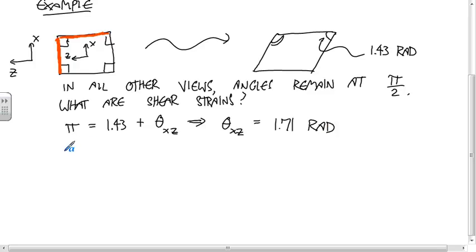Any questions about what I did there? And so then to calculate the shear strain, shear xz is equal to pi over 2 minus 1.71. And so you get about negative 0.1392.